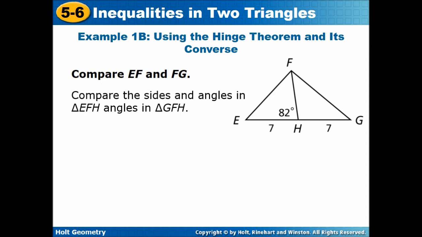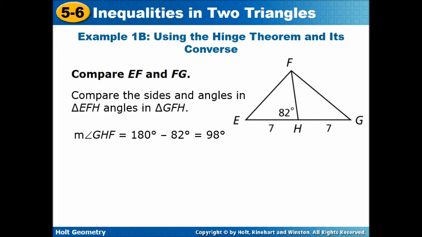All right, and when we start, we're also going to compare the sides and angles in triangle EFH, which is the left-hand side of the big triangle, and GFH, which is the right-hand side of the triangle. So the measure of angle GHF has to be 180 degrees minus 82 degrees. So it's got to be 98 degrees.